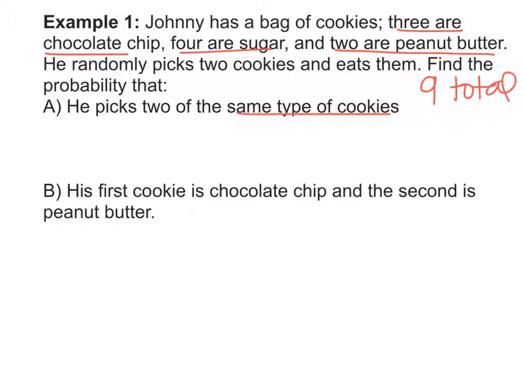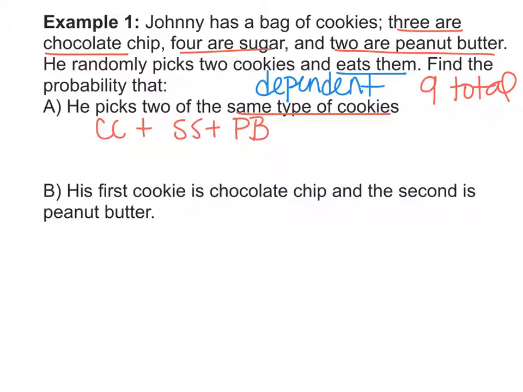Well, that could happen really one of 3 ways. This would mean 2 chocolate chip, 2 sugar, or 2 peanut butter. And so we're going to have to consider all of these options when we find our probabilities. Now another thing we want to notice is they said that he's going to pick the cookies and eat them, meaning that this is going to be dependent events because one of the cookies will then be gone. So the fact that he's going to eat the cookies after he picks them makes this dependent events.